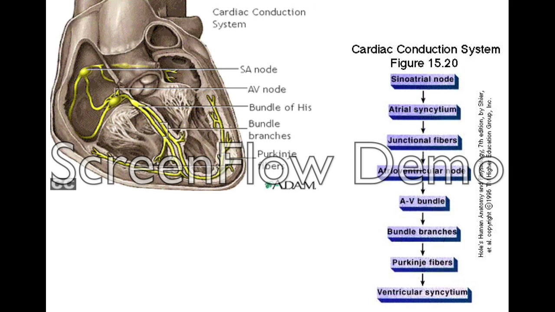The bundle of His is a group of atypical cardiac muscle fibers connecting the atria with the ventricles of the heart. Then, it splits to the right and left. There are three branches, the right and left anterior-superior and the left posterior-inferior.